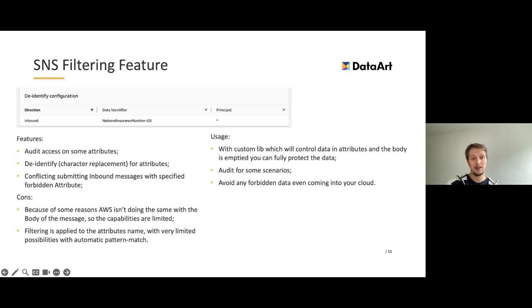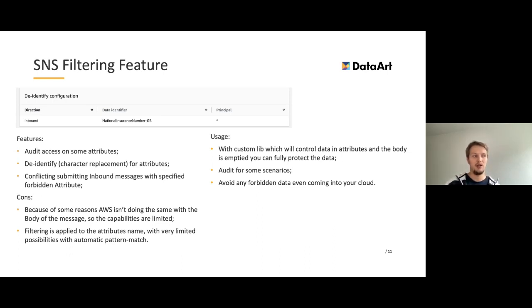Another important feature in healthcare, which has been generally available for a long time but is still not popular, is the SNS filtering feature. Basically, it gives you the possibility to perform actions based on identifiers coming to SNS. So you can make an audit of access on some attributes. You can de-identify, doing a character replacement of attributes. You can block and bulk messages with a specified forbidden attribute. So basically, you can disallow pushing something to your cloud.